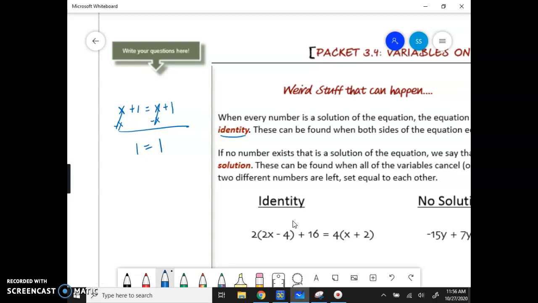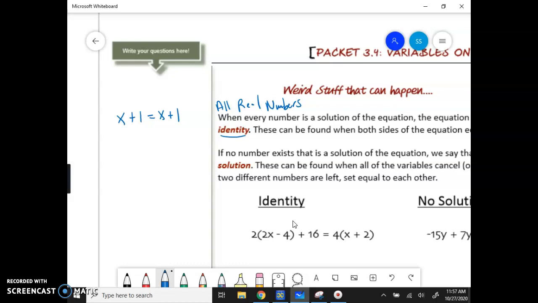Another way to look at this is that all real numbers are your solution. Or another way to think about it is that there's an infinite amount of solutions. So if I have x plus 1 is equal to x plus 1, what value could x be? It doesn't matter. x could be any number, and this will make an identical statement. So there is an infinite amount of solutions.